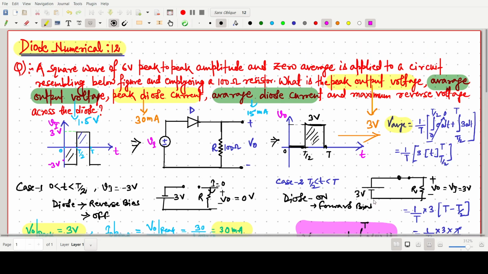So this is all about this question. Before I end, I also want to highlight this answer: the maximum reverse voltage for this one will be simply our 3 volt. Thank you for watching this video.